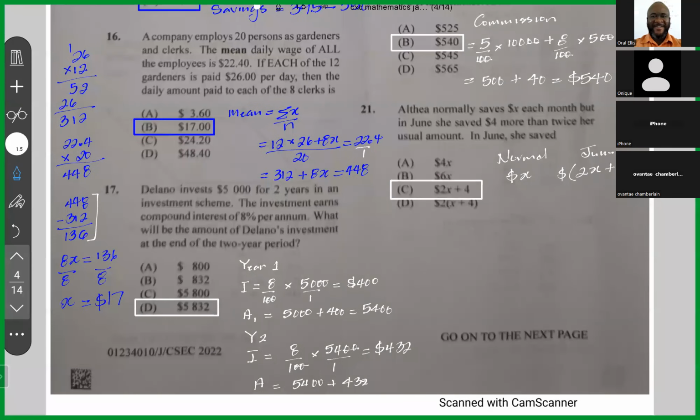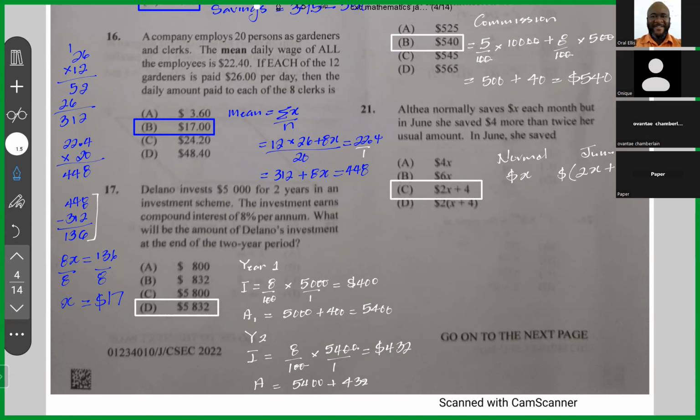Number 17, a number of persons also got this incorrect. It's a question on compound interest. It says Delano invested $5,000 for 2 years in an investment scheme. The investment earned compound interest of 8% per annum. What will be the amount of Delano's investment at the end of the 2-year period?